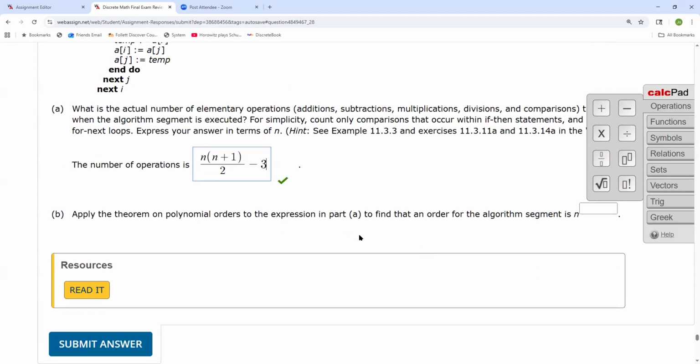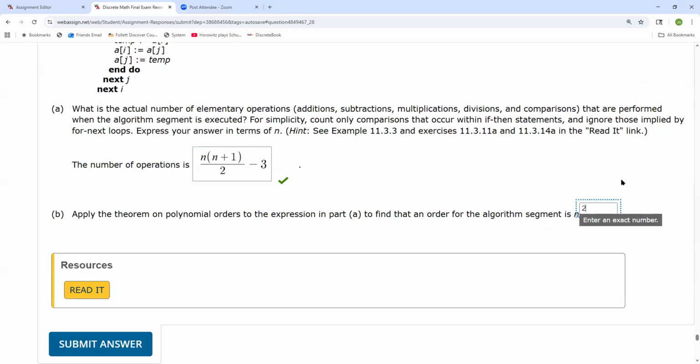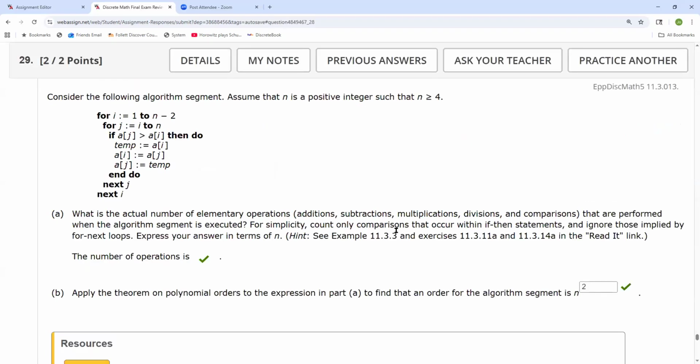Now, what order does this algorithm have? Well, it has an n times n, which is n squared. So this is an order of n squared. So submit that. Perfect. Let's see what comes next.